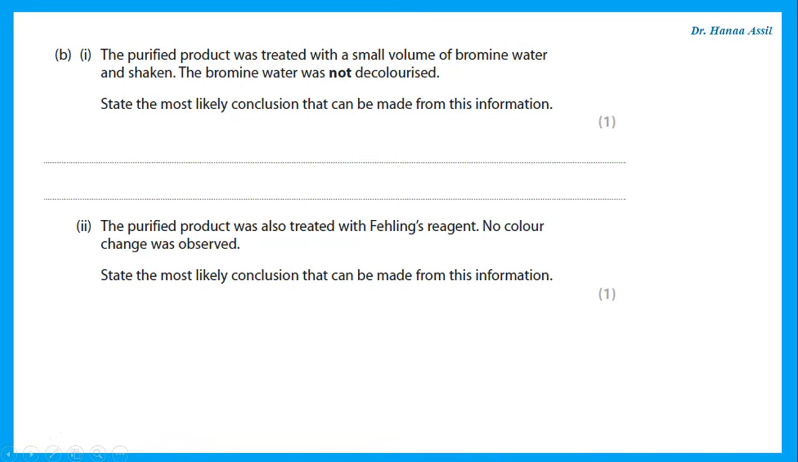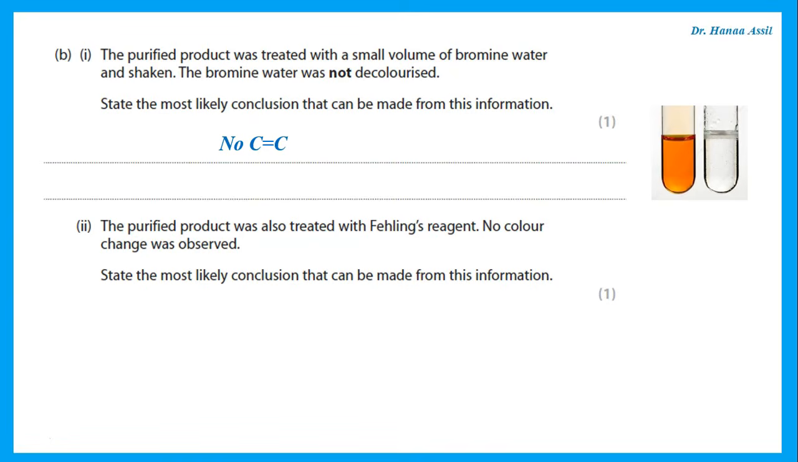The purified product was treated with a small volume of bromine water and shaken. The bromine water was not decolorized. What is the most likely conclusion about that? Remember, bromine water is a test for what? It's a test for presence of a double bond or presence of alkenes. So if the bromine water does not change from orange to colorless, then we do not have any alkene, or we do not have C double bond C.